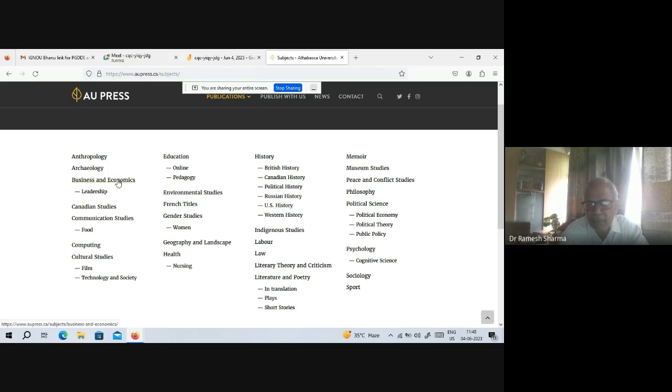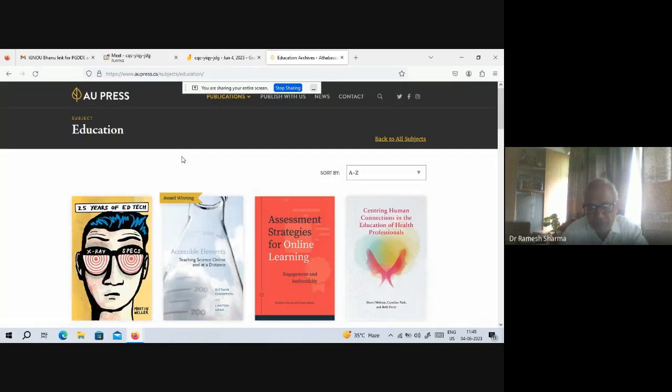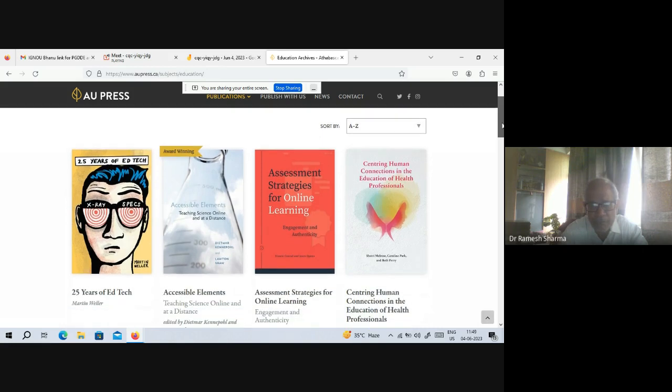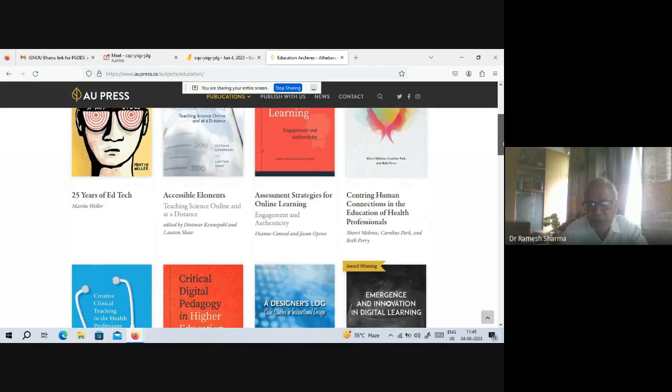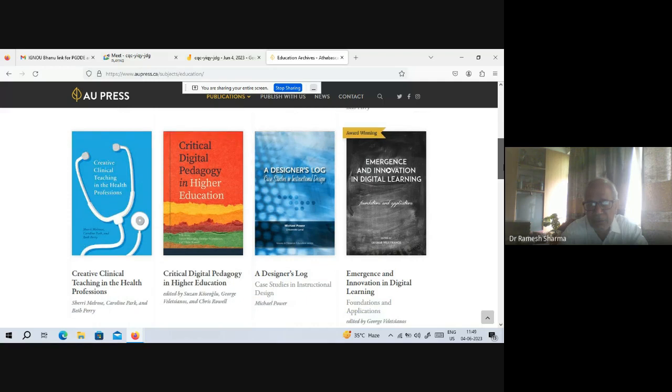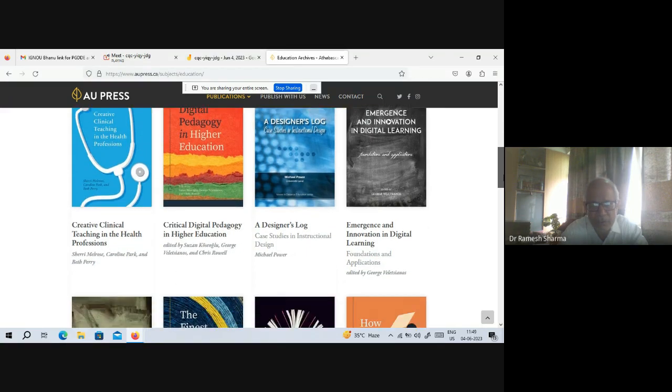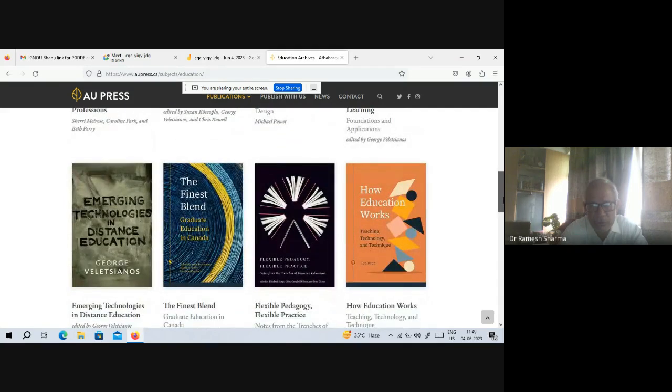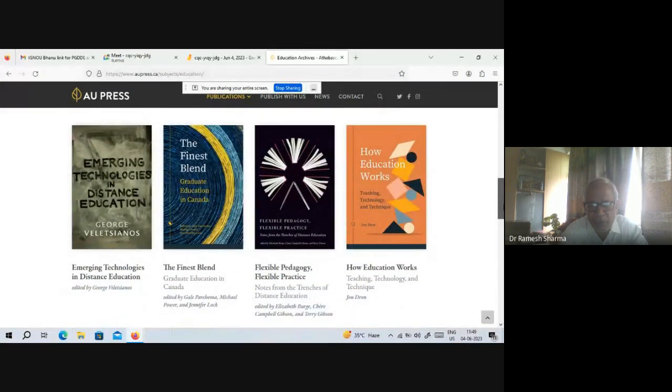They have not indicated management separately, but you can go to education, and in education also, for your IGNOU course, these are very good books. You can download them. You can see here: human connection, designer's log, critical digital pedagogy in higher education, emerging technologies in distance education.